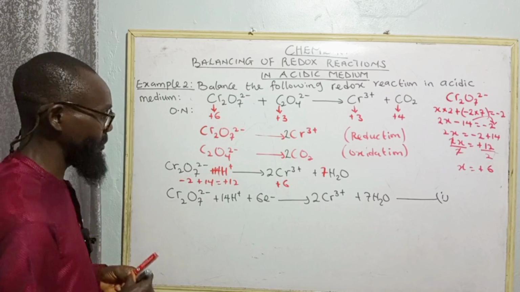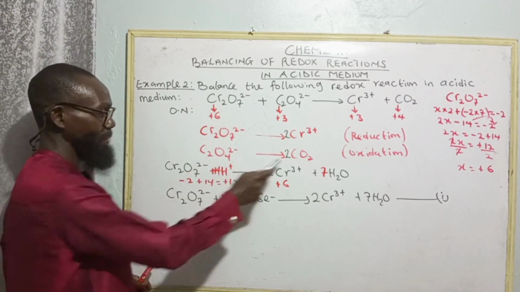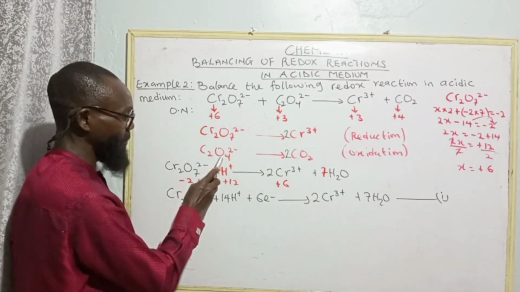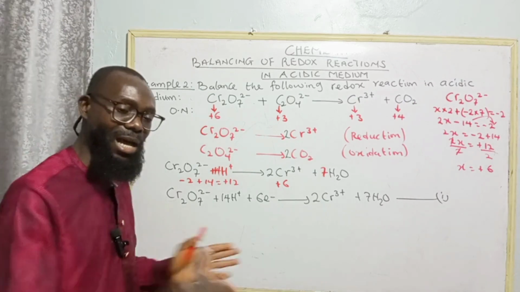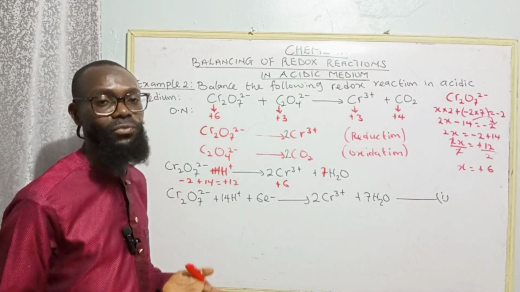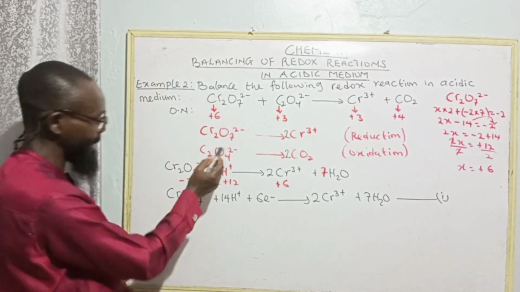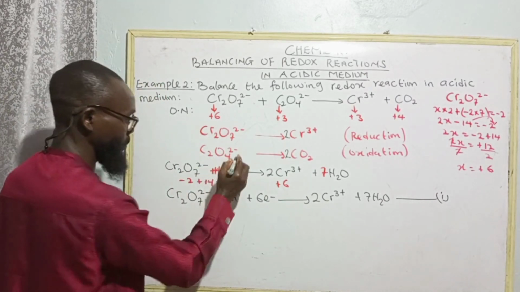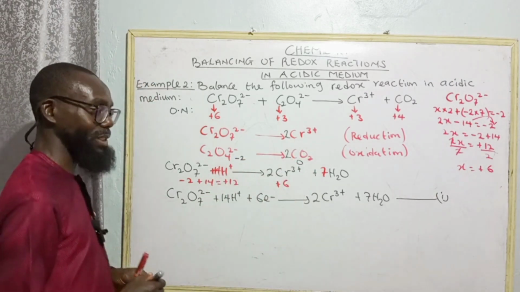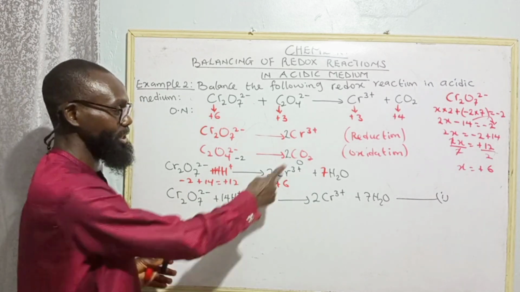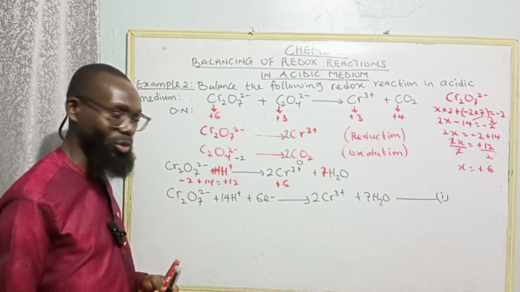Now we move on to the next one, which is the oxidation part. We have two carbons here, we have two carbons here. It's balanced. We have four oxygen here, we have four oxygen here. Since the oxygen are balanced at both ends, there's no need for us to add H2O. The next step is to balance the charge. What's the charge here? We have -2, and the charge here we have 0. Then we add electron to the side having more positive charge. So 0 is more positive than -2. So I'm going to add 2 electrons to that side.